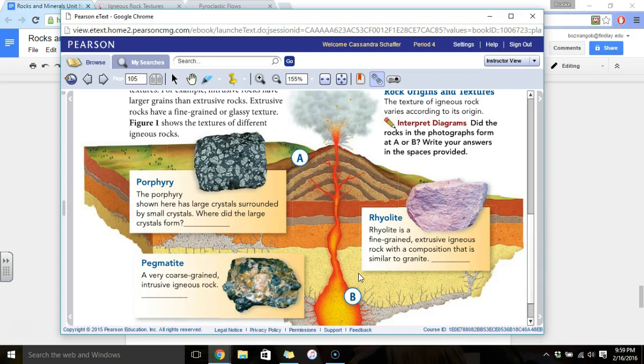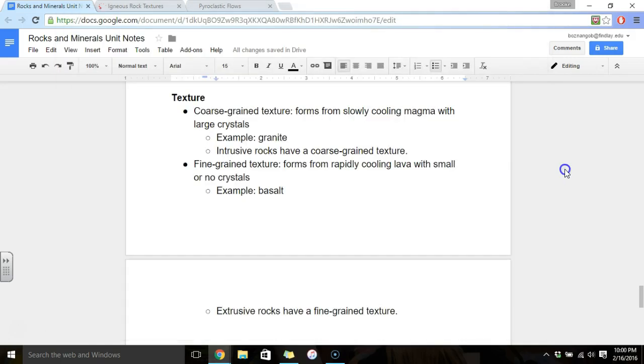Now the book doesn't explain it, but I feel it's best to give you that little extra information. It's going to help you in the long run. So these large crystals and small crystals that are in porphyry come from two different places. The large crystals form down here in the magma, but the rock's not completely done forming when it shoots up out of here and it hits the lava. When it hits the lava, the small crystals come. And it actually forms from a special place called pyroclastic flow.